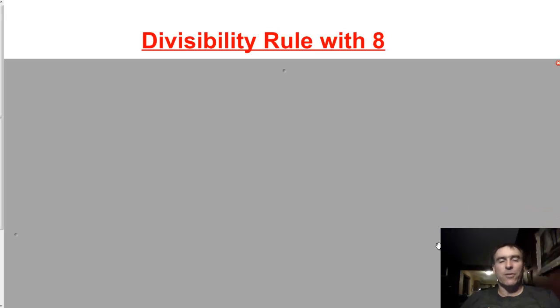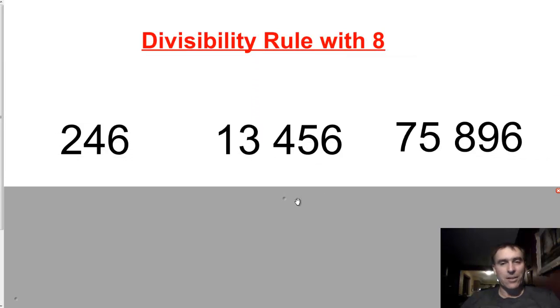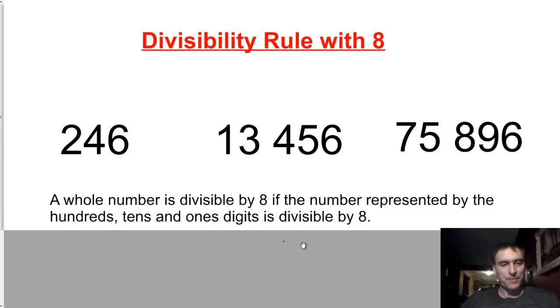There is no rule for divisibility by 7. You're on your own. You have to figure it out with your head or with your calculator. But with 8, there is a rule. There's our numbers that we're dealing with, much bigger.